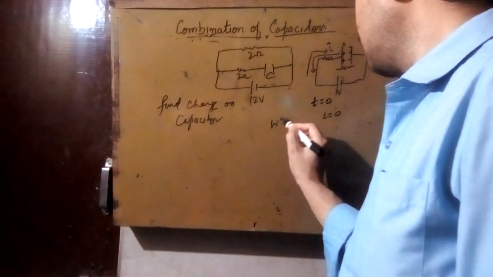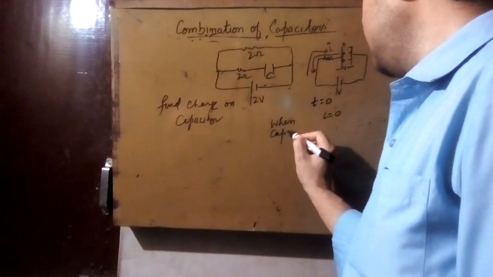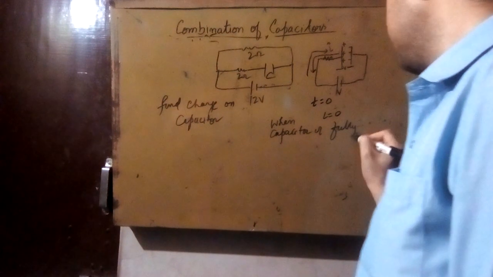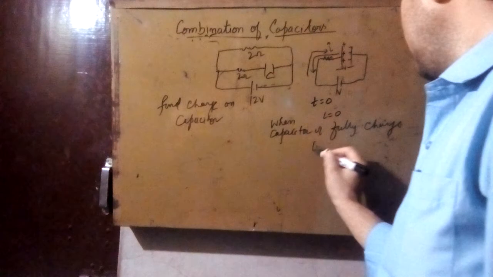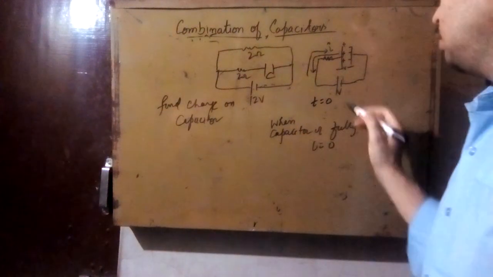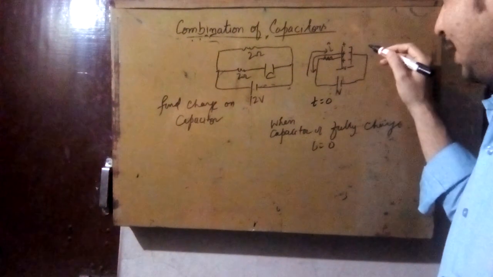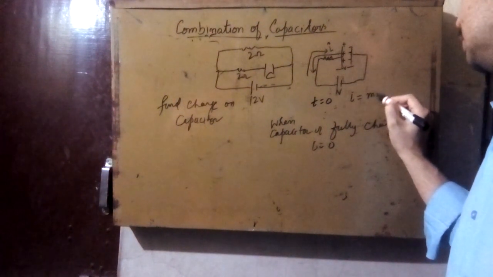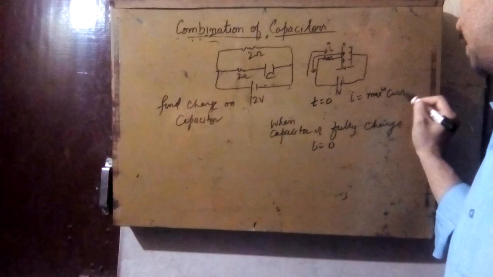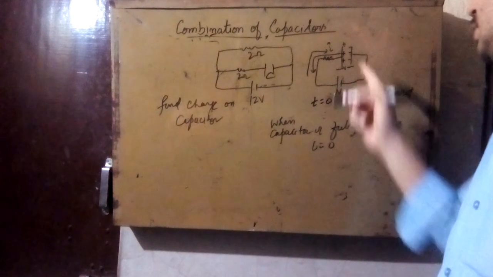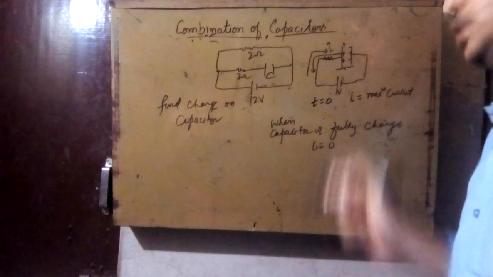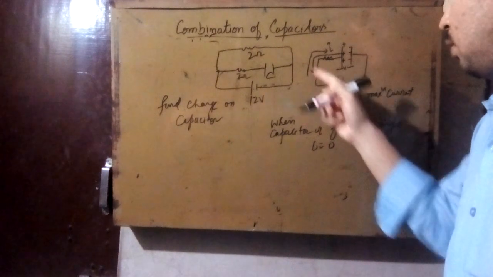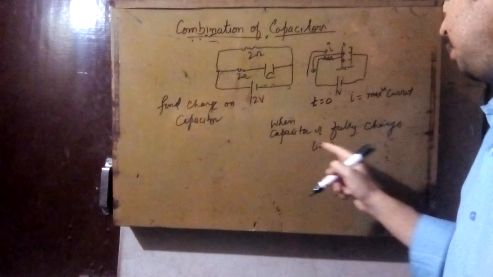Means when the capacitor is fully charged, I becomes 0. At t = 0, the electron will start to move and at that time the current is I, that is the maximum current. But when it becomes fully charged, meaning the potential difference across this becomes equal to the potential difference across this, that is known as steady state. No electron will move to the positive terminal, meaning current becomes 0.